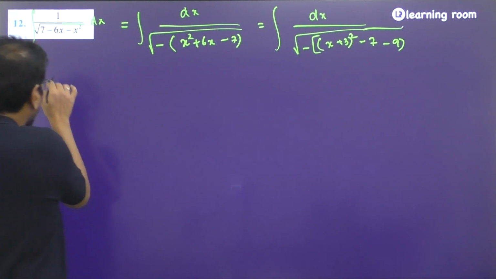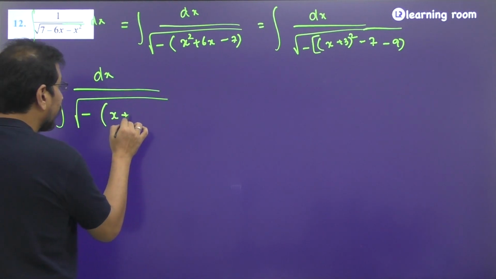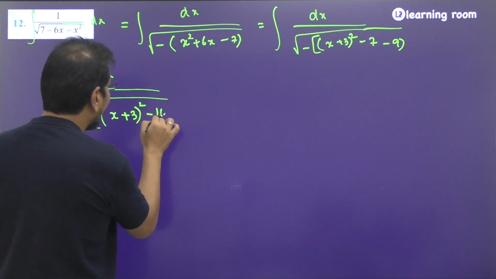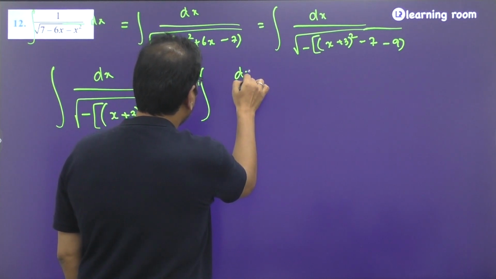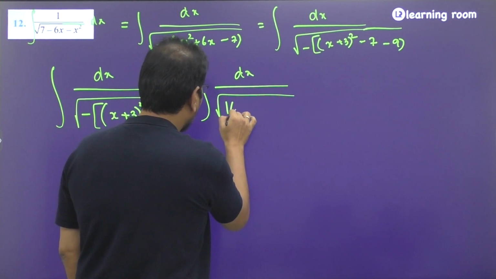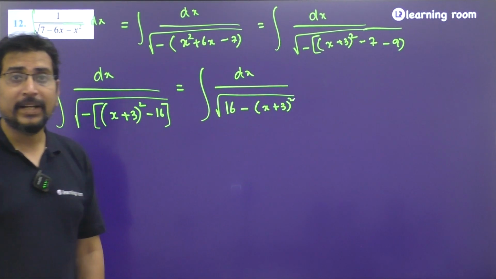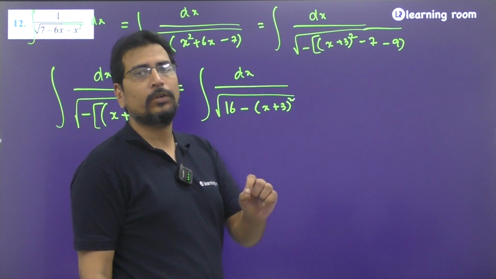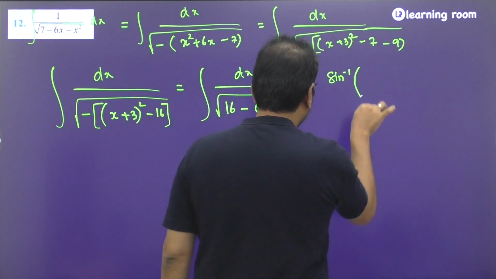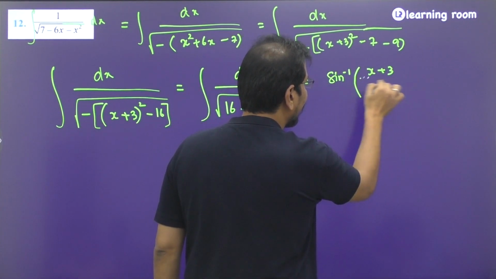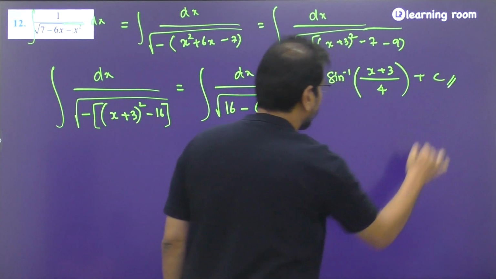Right. So this will be integral of dx divided by root of negative of x plus 3 the whole square minus 16. Okay. So take the minus inside. This will become integral of dx divided by square root of 16 minus of x plus 3 the whole square, which is of the form 1 by root of a square minus x square, and the formula for 1 by root of a square minus x square is sine inverse of x by a. So answer should be sine inverse of, in the place of x you have x plus 3 divided by, in the place of a you have 4 plus c.